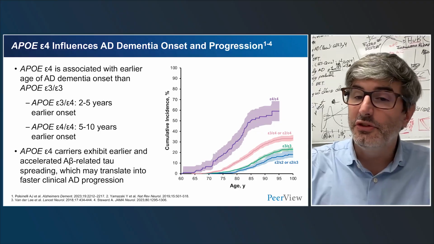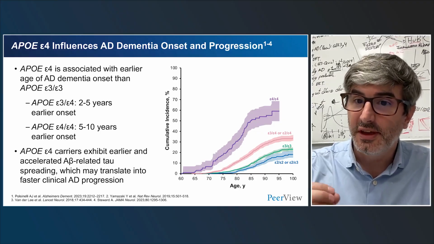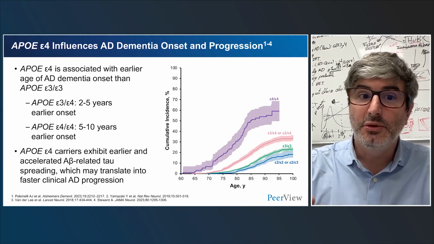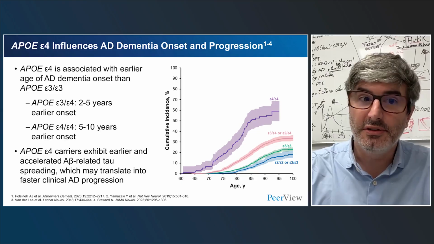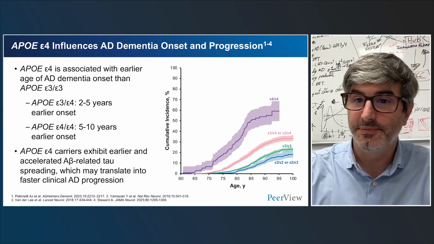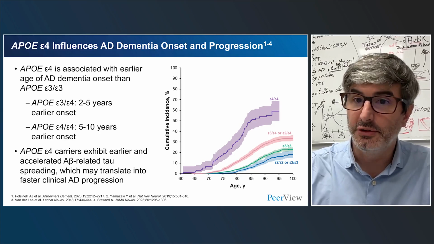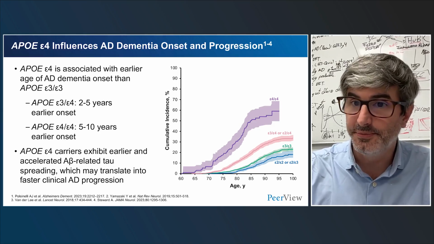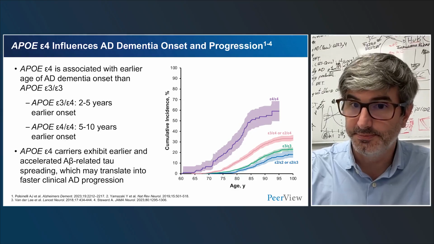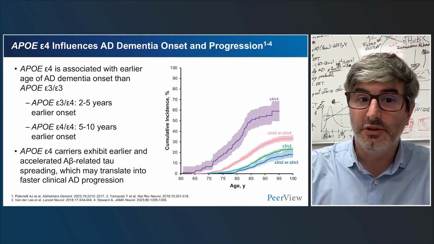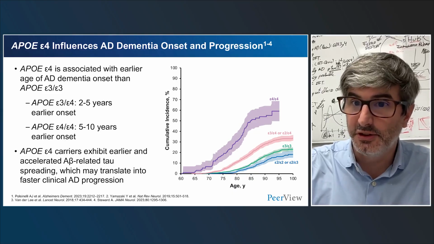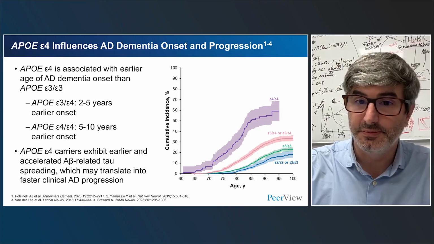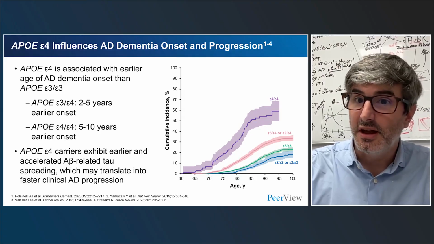In fact, this is due because not only does the APOE4 increase the risk for Alzheimer's disease, but it is also associated with earlier age of AD dementia onset. So you can see APOE4 heterozygotes present symptoms 2 to 5 years earlier than APOE3 homozygotes. And in the case of homozygotes, it is even a greater advance in the symptom onset, up to 10 years earlier than the general population. You can see in the panel a summary of this.